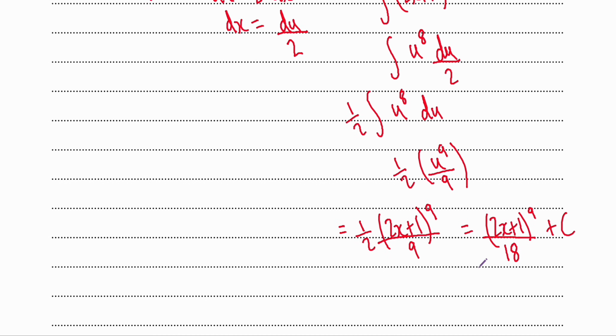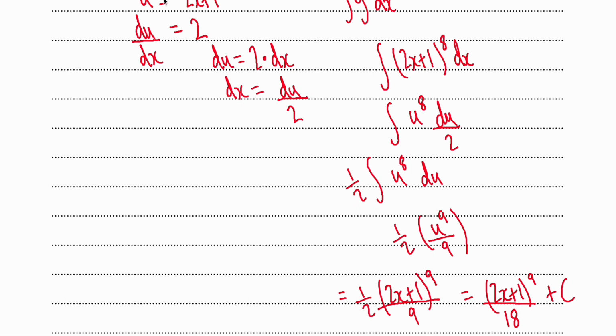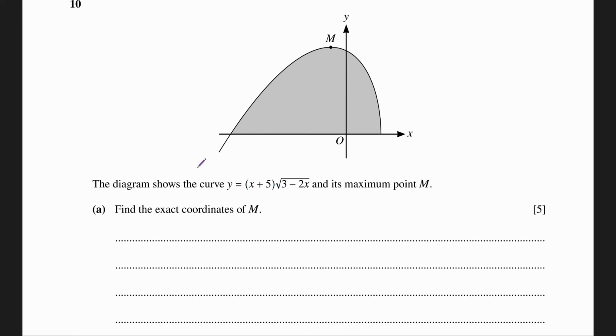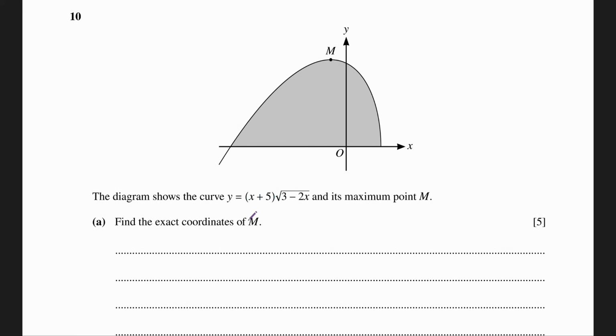And yeah, that's pretty much what it's about, but let's do a harder example, and then it will make more sense. We'll actually understand why it's so useful, because look at this curve right here. The diagram shows the curve y is equal to x plus 5 times the square root of 3 minus 2x, and its maximum point M, so we don't know what that is.